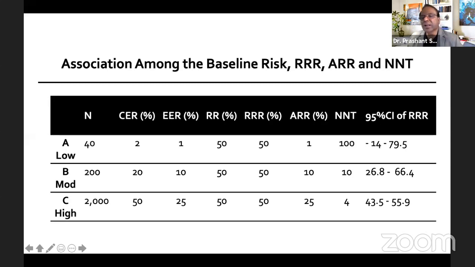Again, if you look at the 95% confidence interval of relative risk reduction, you will see that it ranges from minus to plus, which means that these results are not statistically significant because it includes a point of no difference, which is, this is a risk ratio, so it will be 1. So this range will include 1 in between, and that is the reason this result is not statistically significant.